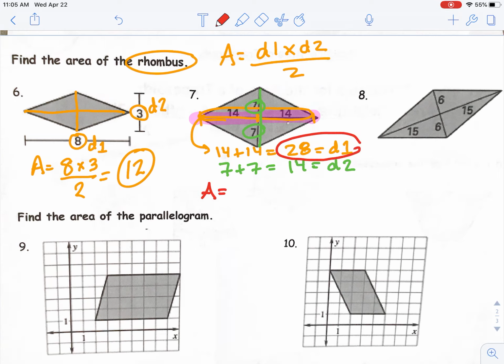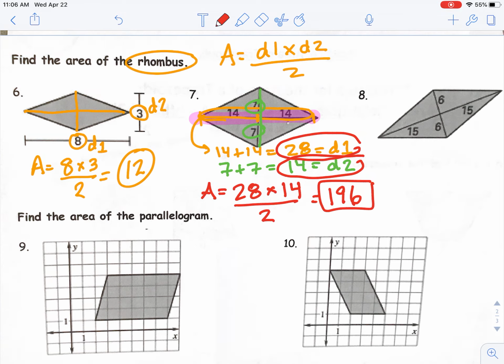So now when I do my formula, diagonal 1, 28, times diagonal 2, 14, and then divide it by 2. And again, use your calculators. 196. And that would be the same process for number 8. You would add to get diagonal 1, add to get diagonal 2, and then in the formula, you multiply them and divide by 2. Okay?